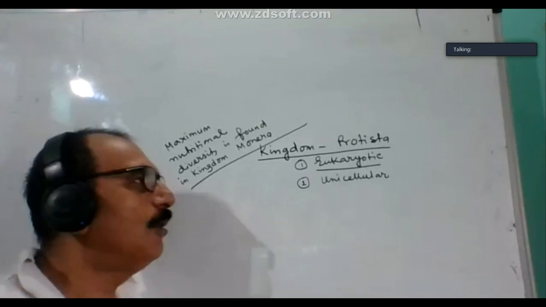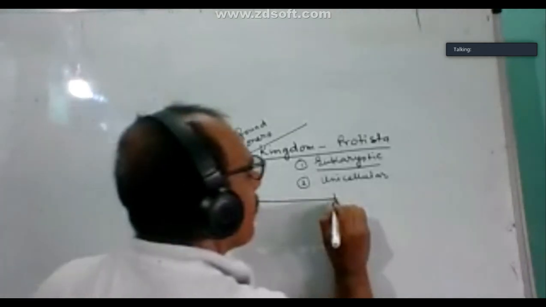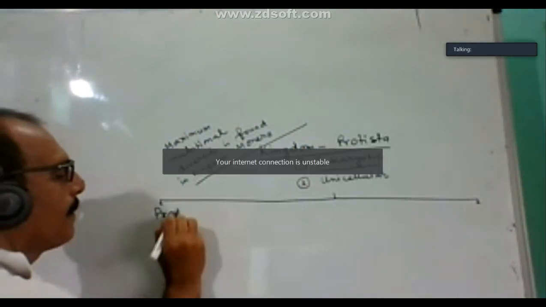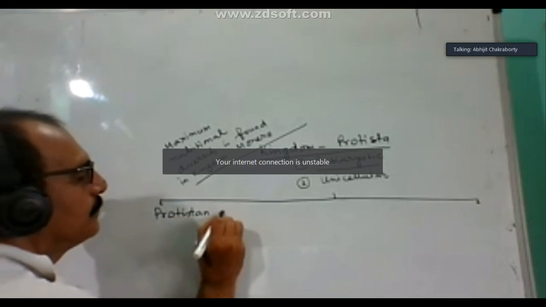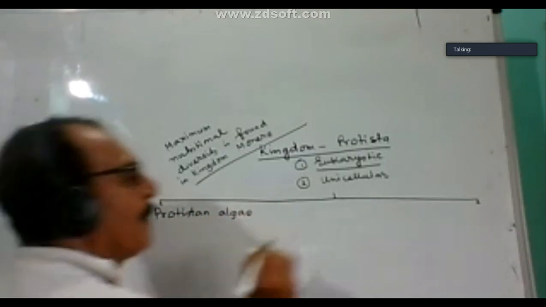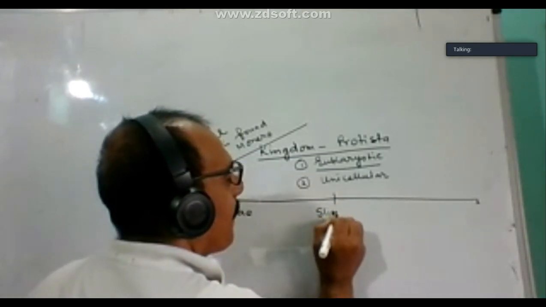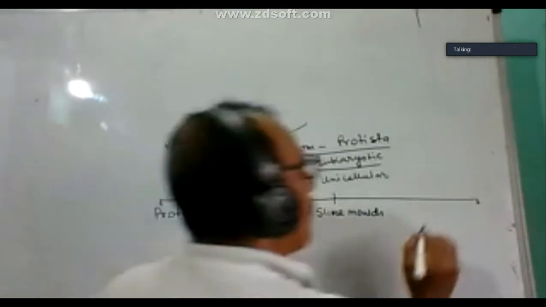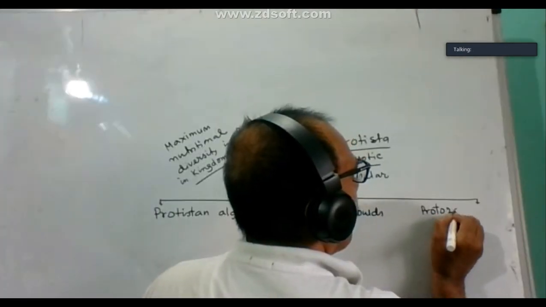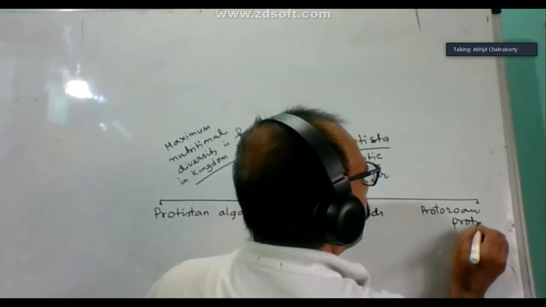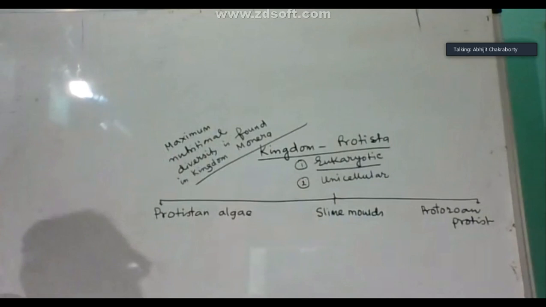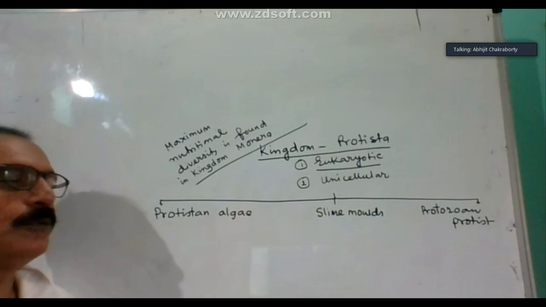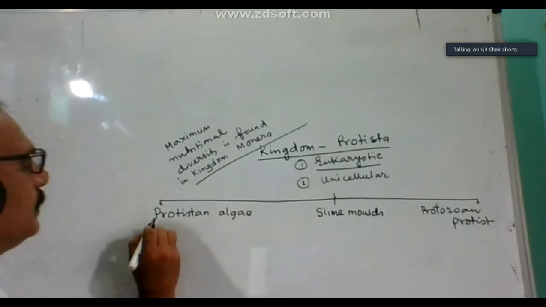So if you are going to classify it, Protista algae, slime molds, and protozoan protist. Protista algae, slime molds, and protozoan protist. Look one thing, Protista algae.